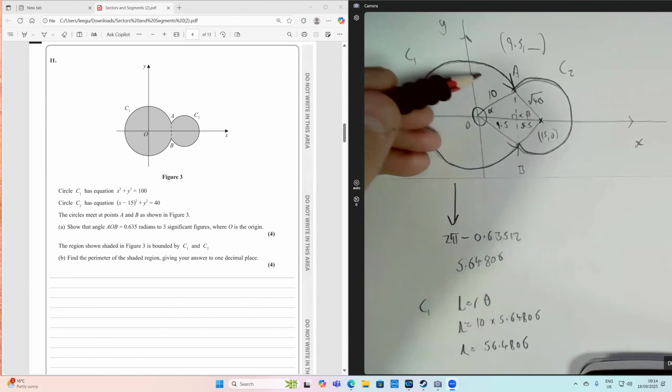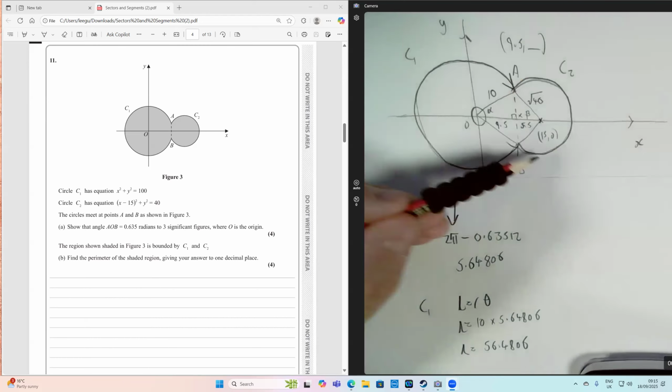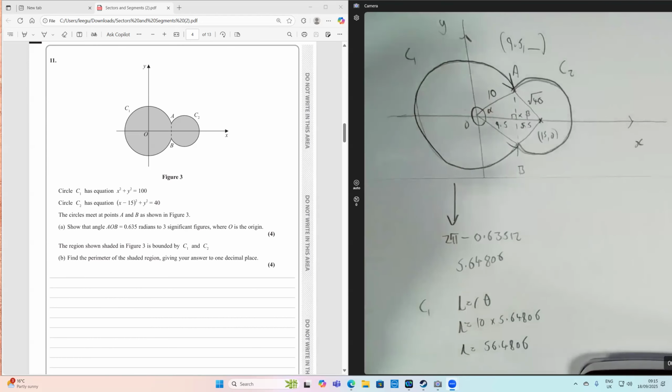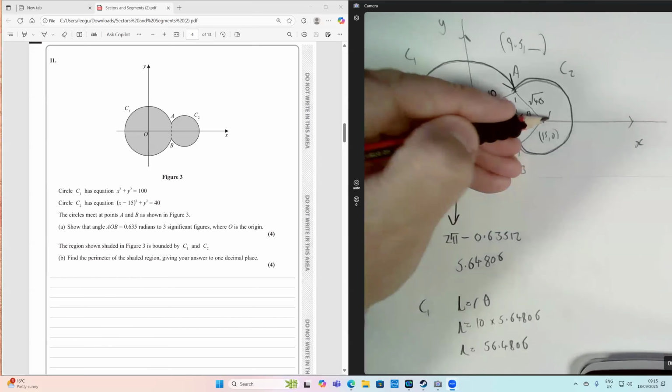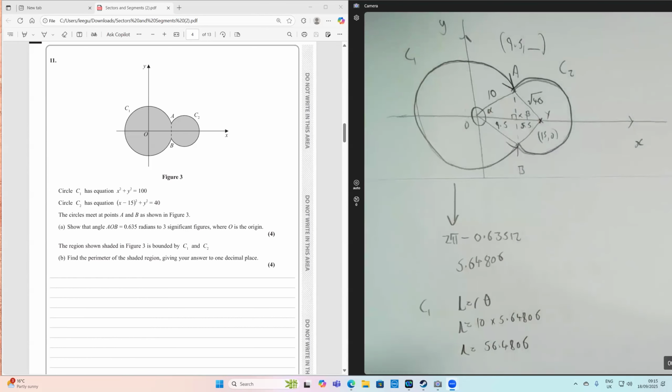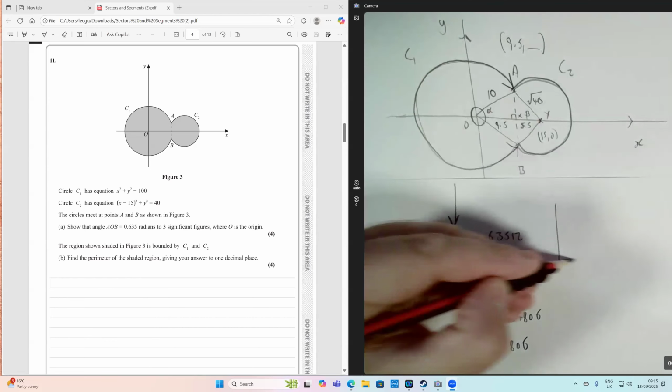So in order to now find this arc length, we're going to need to know this angle here. Oh, I haven't called that anything. Let's call that y. Angle AYB there, we need to know that angle. Well, in order to do that, that's going to be 2 lots of beta. So let's have a look. There's another triangle here that we can use.